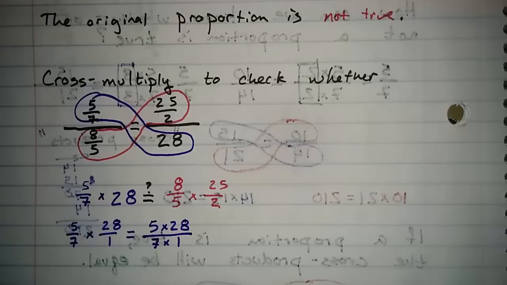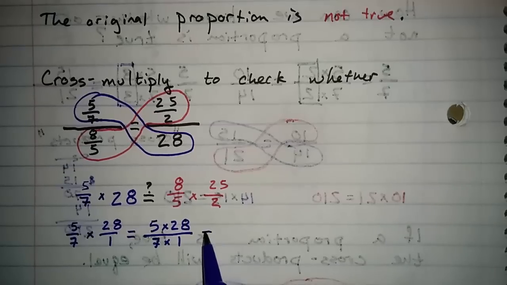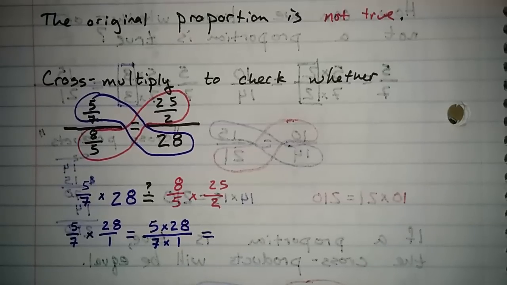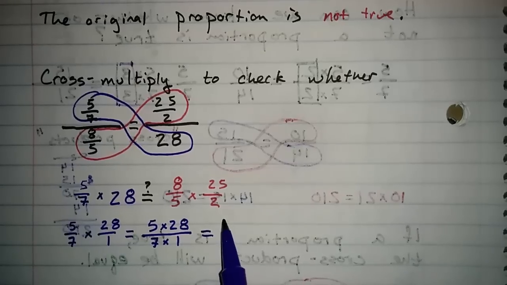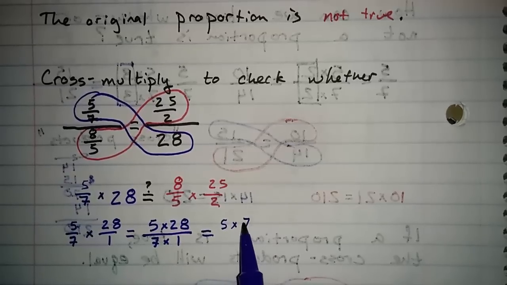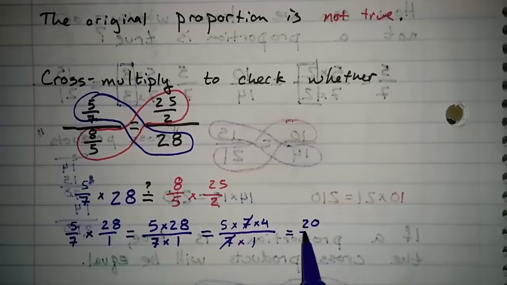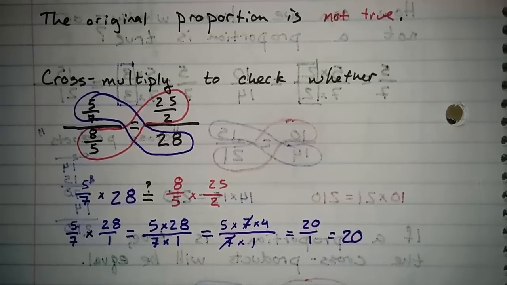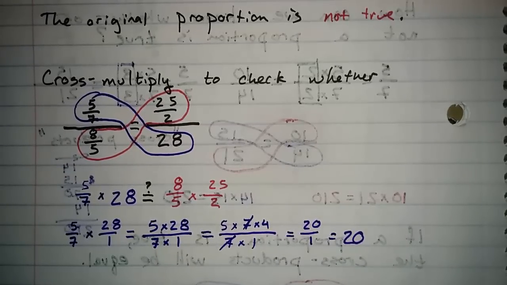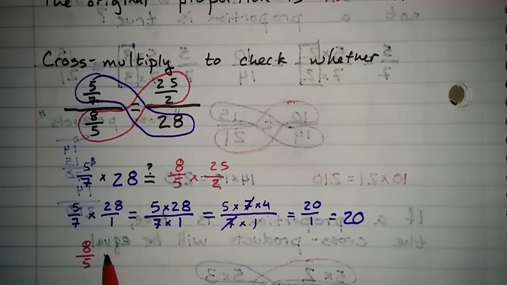You know what? I'm looking at this. I'm seeing an obvious common factor because 7 goes into 28, doesn't it? I wouldn't necessarily have to simplify here, but I happen to see an easy way to simplify, so I'm going to go for it. 28 is 7 times 4. Cancel the 7s. I'm just left with a 1 in the denominator. I have 20 wholes, which is just 20. Hey, that was pretty easy. Now 8/5 times 25/2.